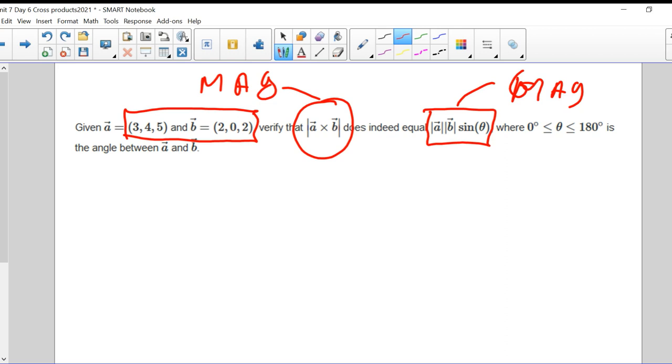All right. So, folks, I have a name right now, and I'm not giving that name away yet. I need you all to go ahead and find the cross product between 3, 4, 5 and 2, 0, 2. And once we have that cross product, we're going to find the magnitude of that cross product, and we're going to compare that to the magnitude using the other formula for cross products, okay? Which is the length of A times the length of B times the sine of the angle between those two vectors. All right?